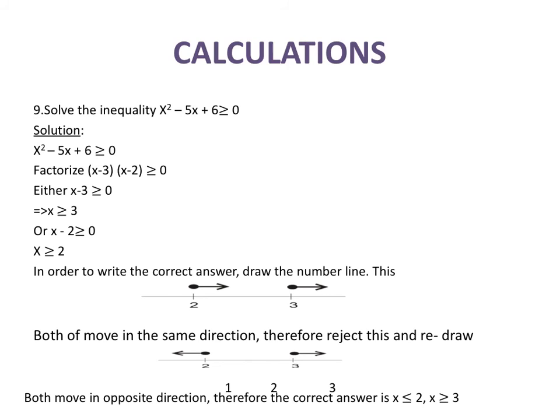In order to write the correct answer, draw the number lines. This, you see, is greater or equal to, moving in the same direction. They are all moving towards the right. Both of them move in the same direction. Therefore, reject this and redraw. When you redraw now, you discover that they are moving in opposite directions. 2 is towards the left, and 3 is towards the right.